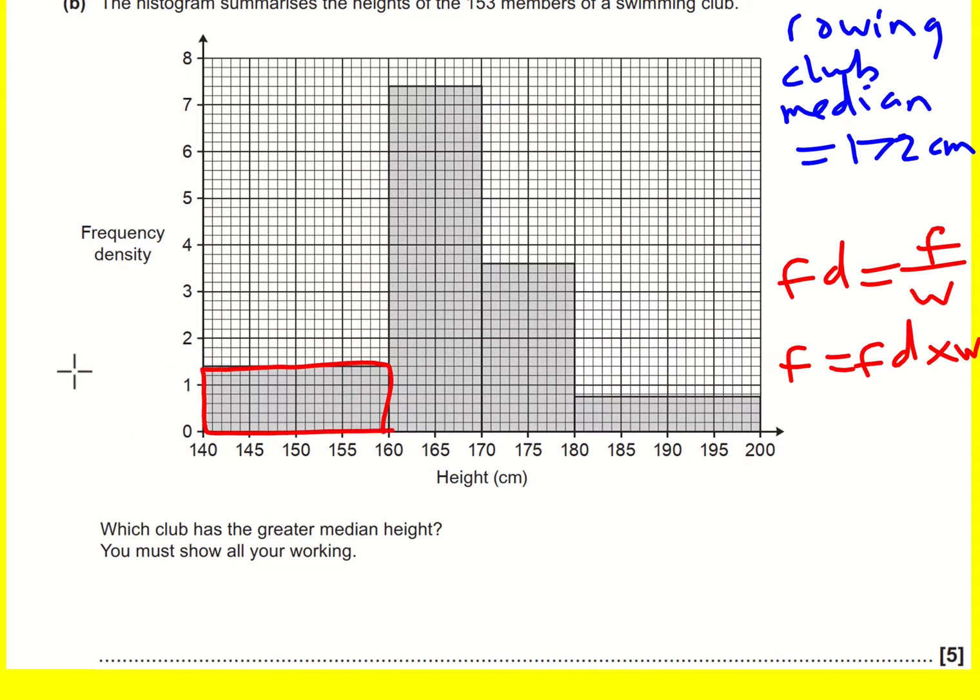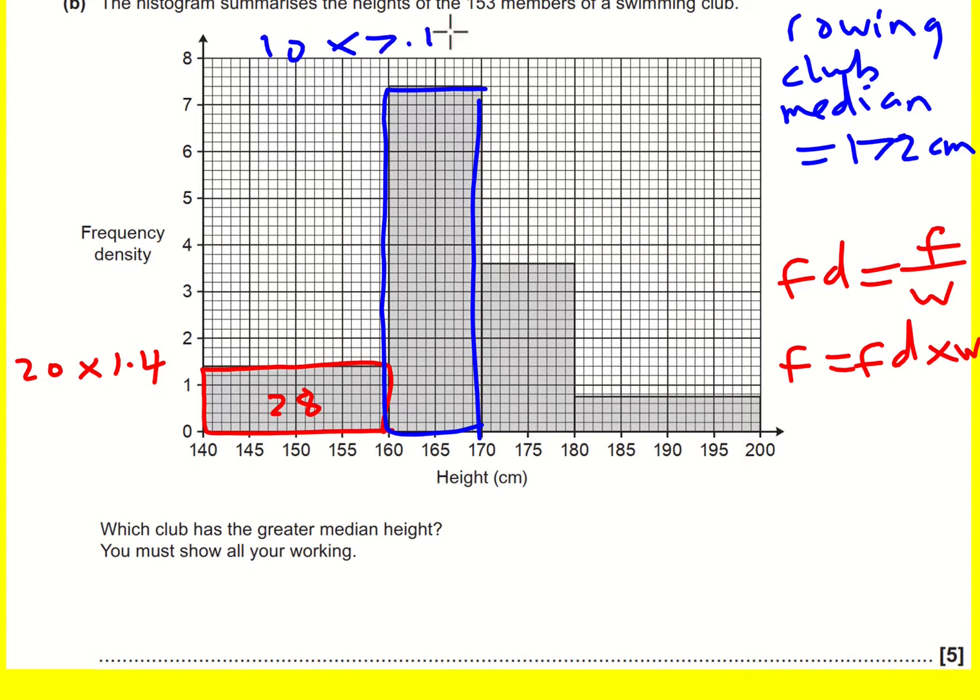Okay, the first one is going to be the width, which is 20, times the height, which is 1.4. And that's going to give me 28. Let me find the second one. The width is now 10, and the height is 7.4. I've got 74 people in this bar.